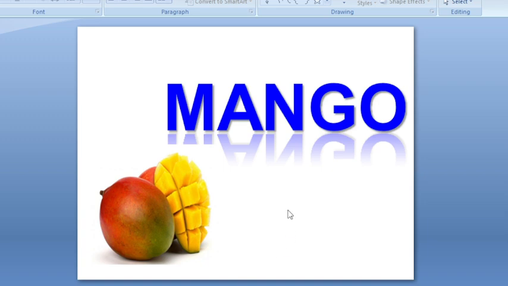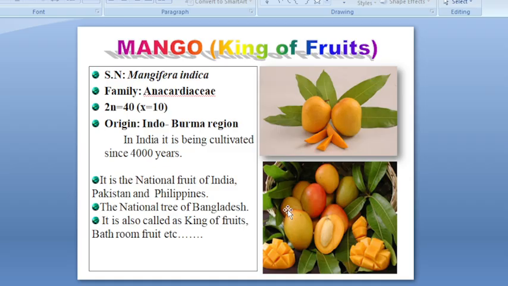Hi friends, today we will be learning about the production technology of mango, or cultivation aspects of mango. This is one of the important fruit crops, and it is a national fruit. It has a lot of value within the country as well as outside the country.